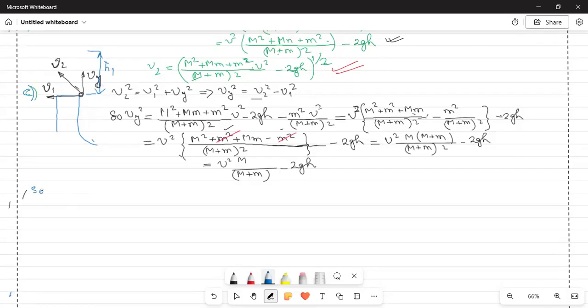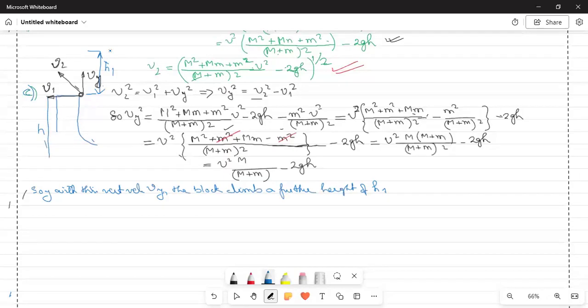Say this vertical velocity vy, the small block climbs a further height of h1. Why did I say further height? Because it was already at a height of h. So I said further height of h1.